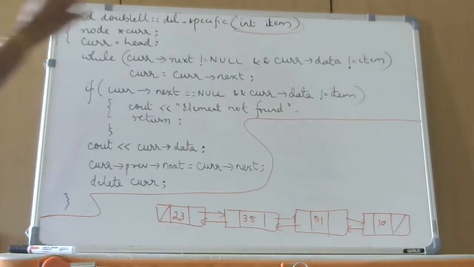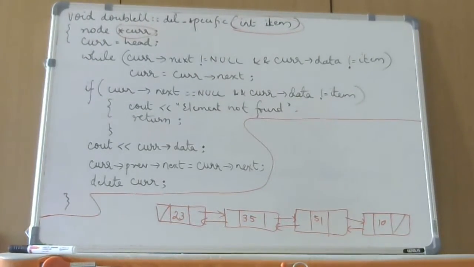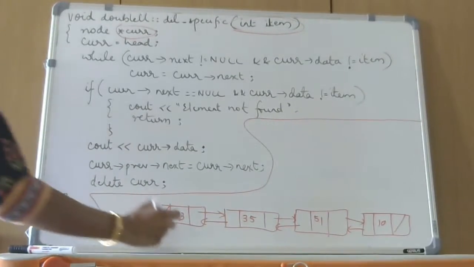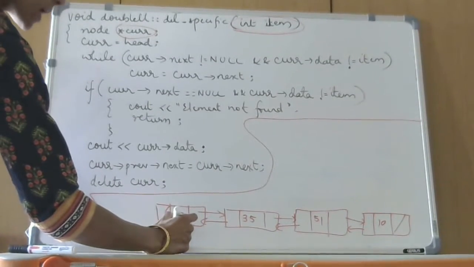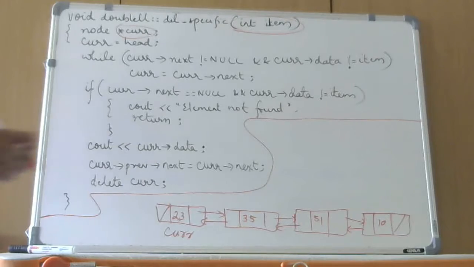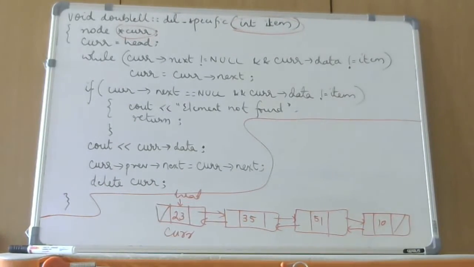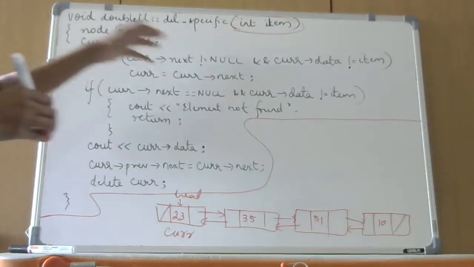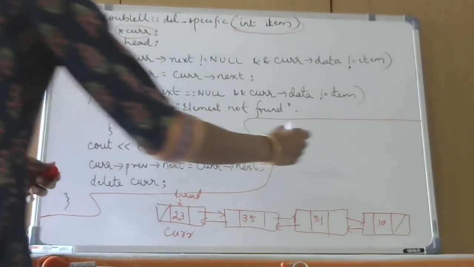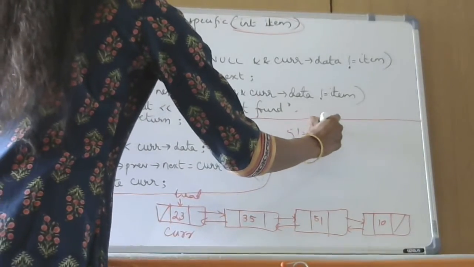Okay. Now I have taken one pointer called current. I am initializing current to head. Let me take this example. So I am taking this as my current. Head is pointing to 23. So I have initialized current to head. So current is currently pointing at 23. Now, while current of next is not equal to, let us say I want to delete 51. Item is 51. Let us assume.